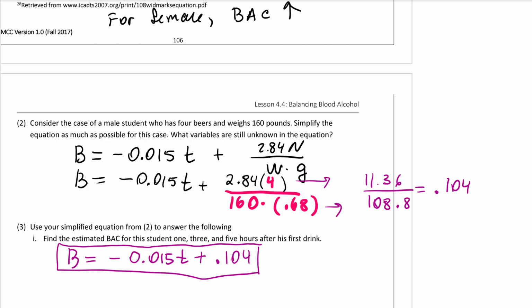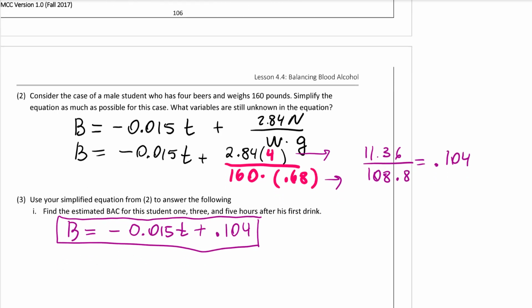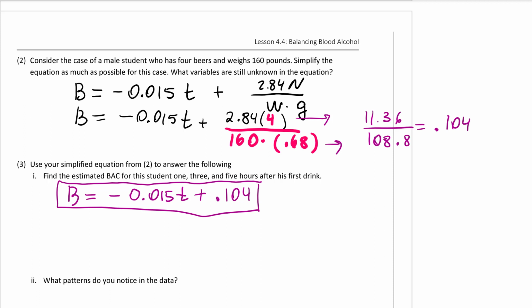Now it says use your simplified equation to estimate the BAC for that student after 1, 3, and 5 hours since he had the first drink. So what are we going to do to answer this question? Let me ask you that in a poll. Here we need to substitute the hours. We got 1, 3, and 5. To do so, we're going to make a table.